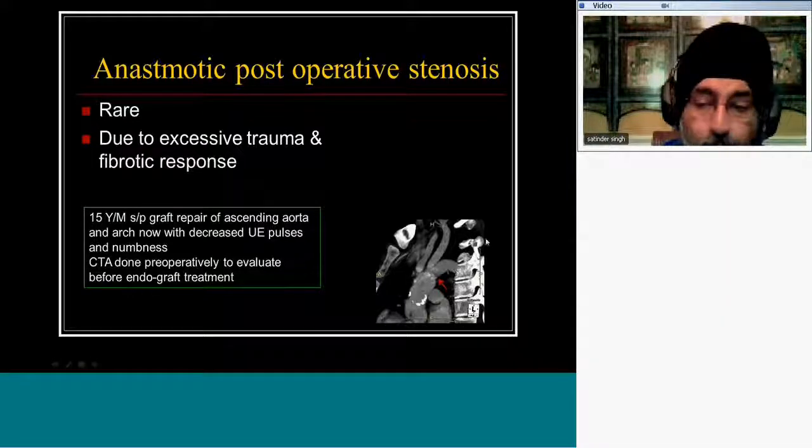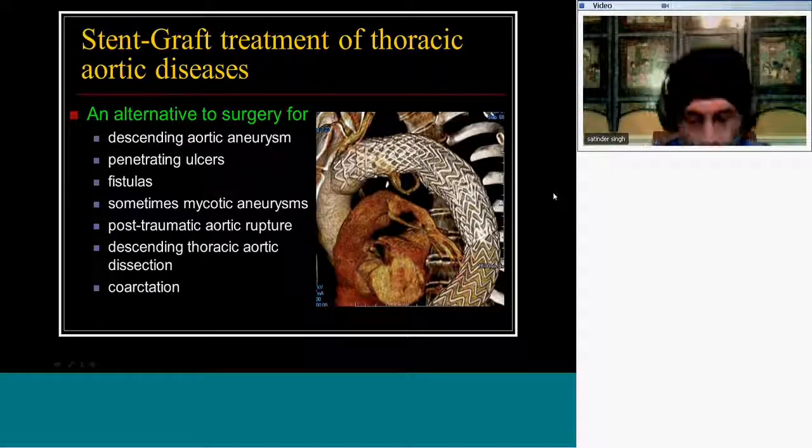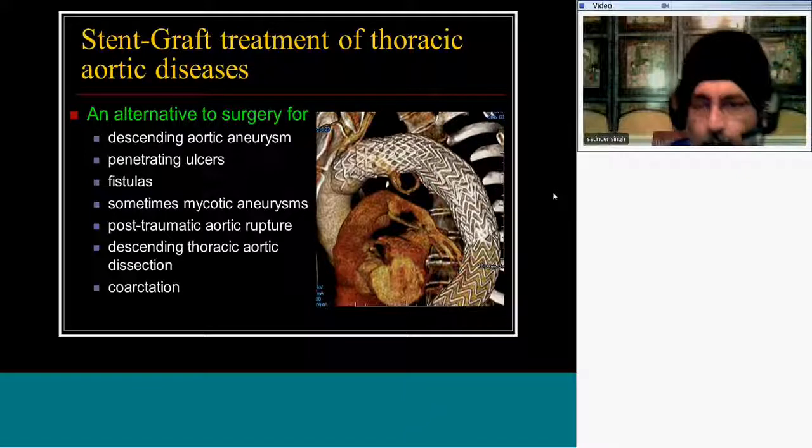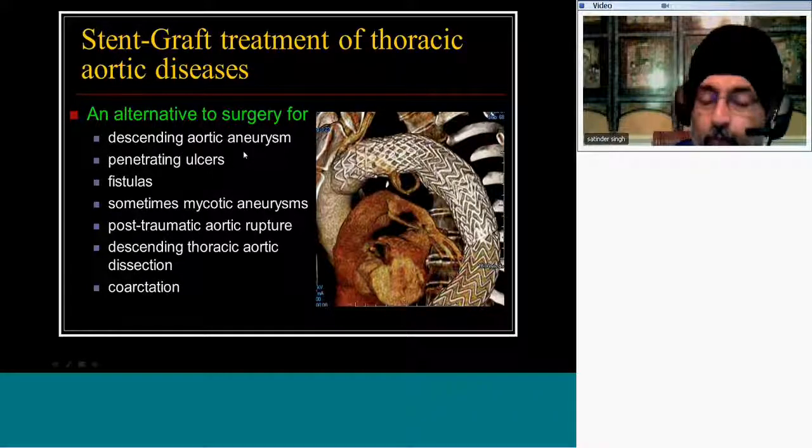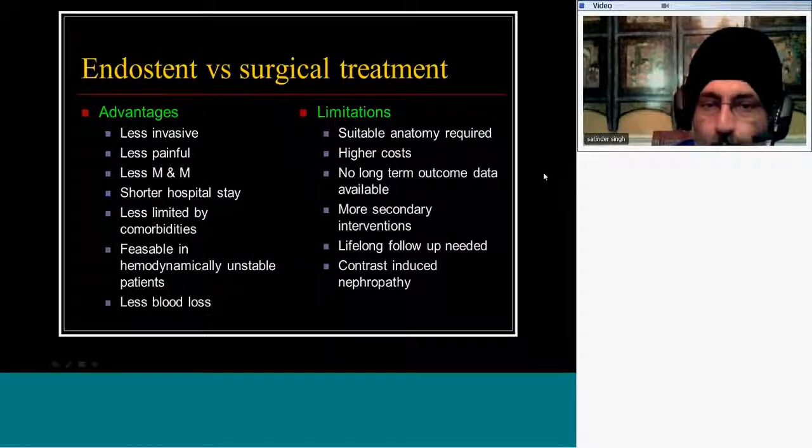This can be treated either with open surgical repair, or they can even do an endostent treatment. Moving on to the endostent treatment, it is now an alternative to surgery for various pathologies. It started as an abdominal aortic aneurysm treatment, but now it is also used for descending aortic aneurysm, penetrating ulcers, fistula, sometimes even for mycotic aneurysms, post-traumatic aortic dissections and ruptures, and of course for coarctations.